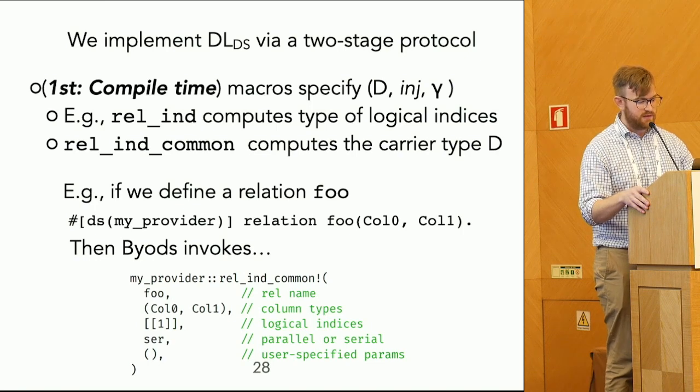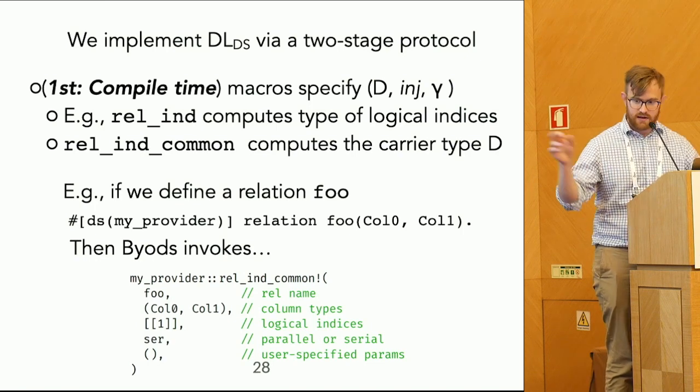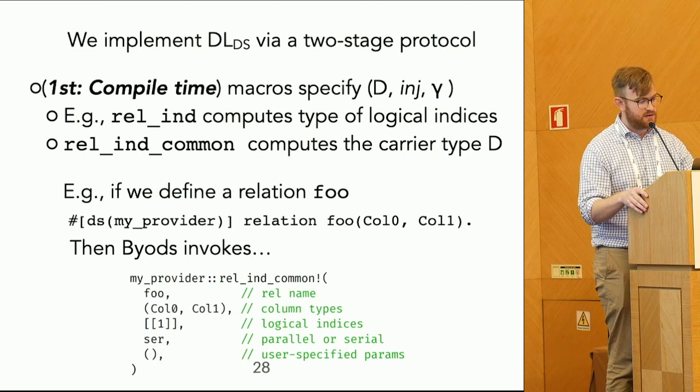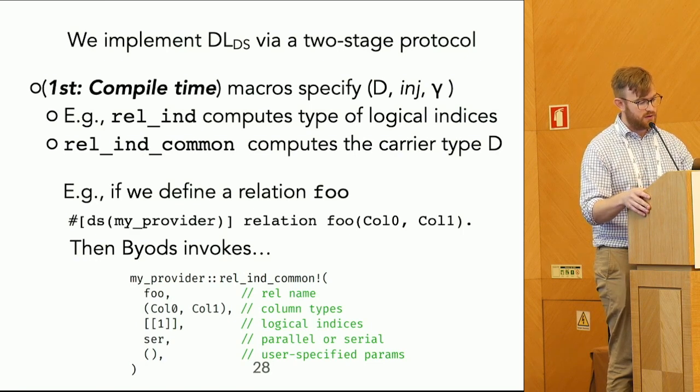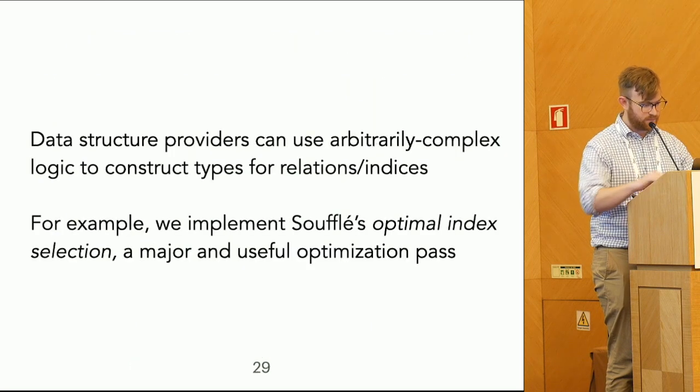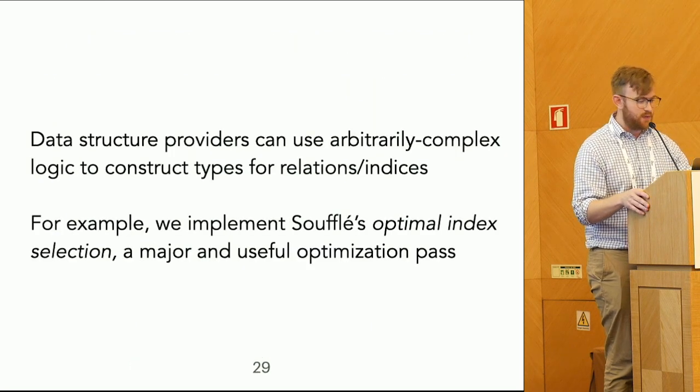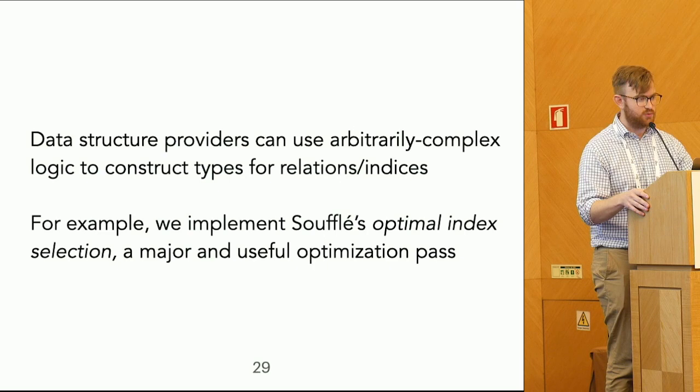So for example, if I define a relation, this little hash and then ds my provider says use the my provider sort of representation. I'm defining this relation foo with 2 columns. And then Byods will invoke the data structure's rel int common macro, which will then cook up a representation for the carrier type. And the data structure providers can use arbitrarily complex logic to construct types for relations and indices.